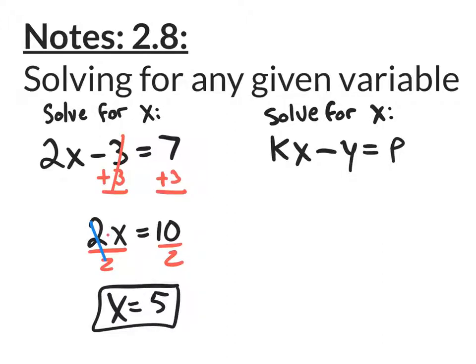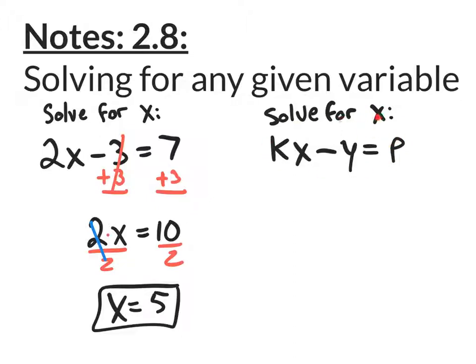So a lot of people are going to get freaked out with this because there's no numbers. It's just a bunch of letters, but it's the same exact process, right? It all depends what they're telling you to solve for. Because over here we only had one variable, so solve for x is obvious. There's only one variable. You want to get that variable by itself on the left side of the equal sign. But over here we're telling you solve for x, but I could have said solve for y, or solve for k, or solve for p. Actually, this is already solved for p.